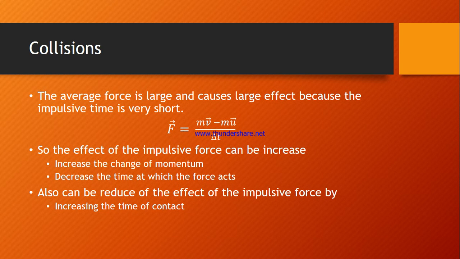Collisions. The average force is large and causes a large effect because the impulsive time is very short. F equals mv minus mu over delta t. So, the effect of the impulsive force can be increased by increasing the change of momentum and decreasing the time at which the force acts. The effect of the impulsive force can also be reduced by increasing the time of contact.